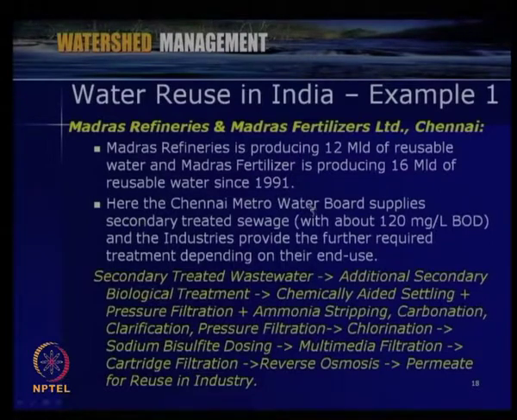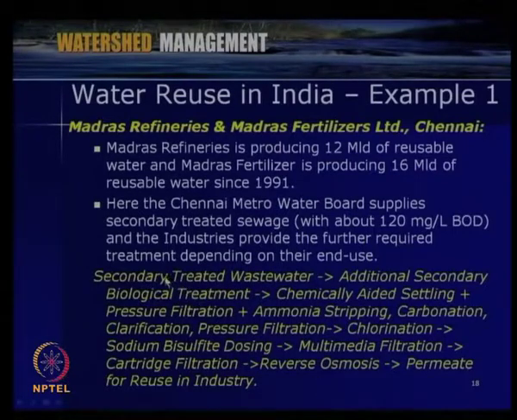Here, whatever the scarcity of water, these industries also buy wastewater from the Chennai Metro Water Board, and the water board supplies the water after secondary treatment. It has about 120 milligram per liter BOD, and these industries get this water and give appropriate treatments depending upon their end use.